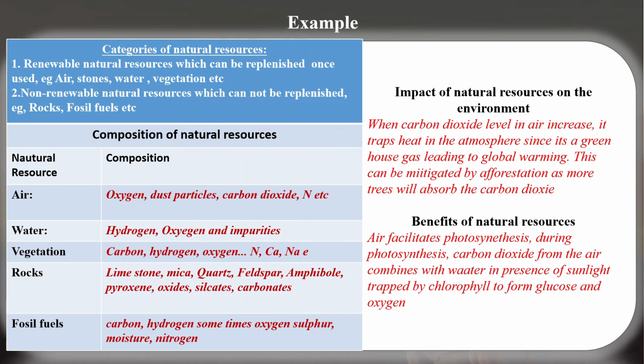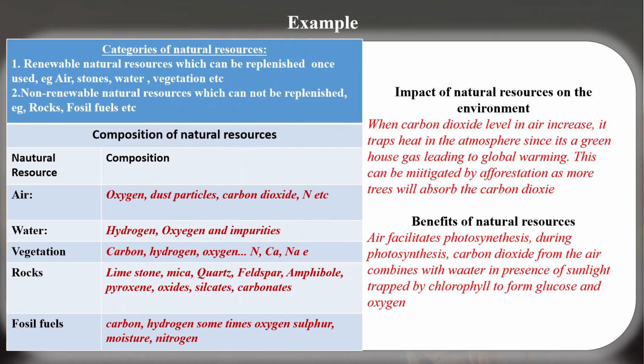So carbon dioxide, being a greenhouse gas, traps heat in the atmosphere. As it traps the heat, the effect of the trapped heat can lead to global warming. So how do we mitigate this effect? It can be mitigated by afforestation. It means when we plant more trees, the more we plant the trees, the more carbon dioxide these trees will absorb. They will be using this carbon dioxide as a raw material, but in the process, they will regulate the amount of carbon dioxide in the atmosphere.